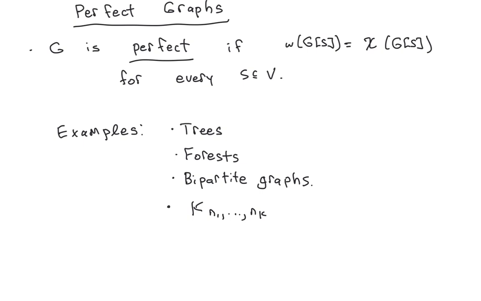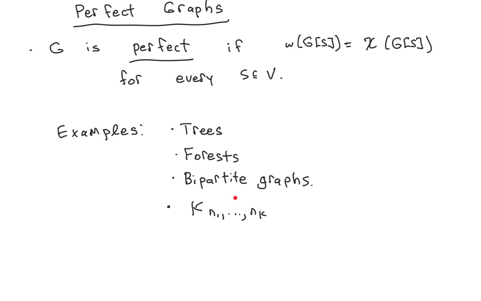Some examples of perfect graphs we've already seen in this course are trees and forests and bipartite graphs. And also a complete multipartite graph turns out to be perfect. For trees and forests, this follows because these are examples of bipartite graphs. In all three cases, the chromatic number and the clique number is always 2 for any induced subgraph, unless the induced subgraph is an independent set, in which case both numbers end up being 1.